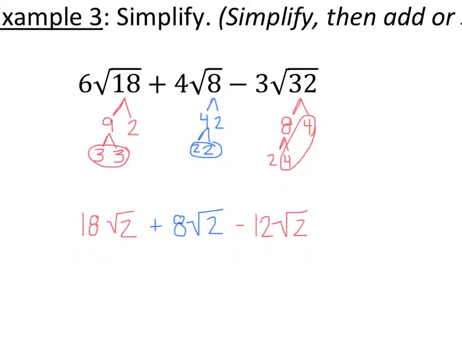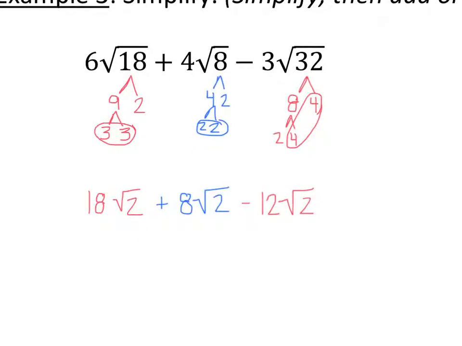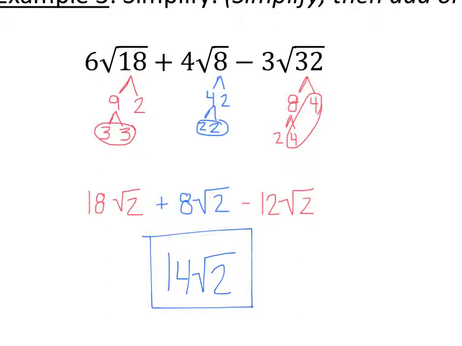Okay, now, do they have the same index? Same radicand? Yes, so we can add them all together. Okay, so 18 plus 8 is 26. Minus 12 equals 14 square root of 2. Still okay? All right.